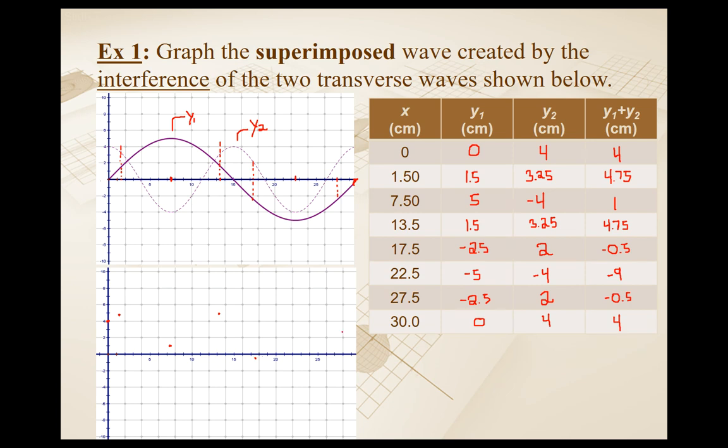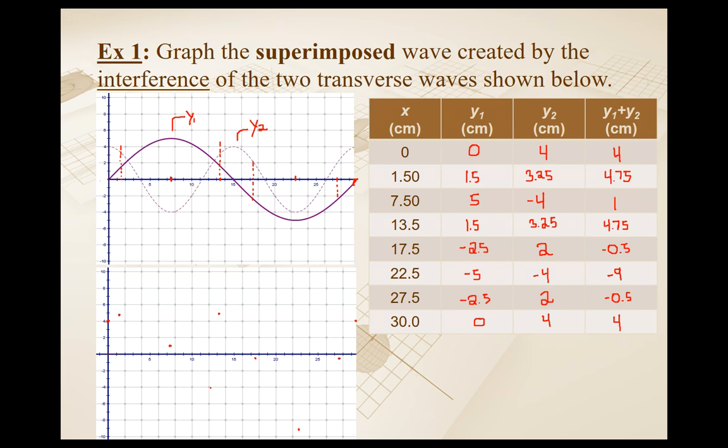And then we have a big dip down to negative 9 at 22.5. So going all the way down, negative 9. So we've dropped down here. And then we're back up to negative 0.5 at 27.5. So 27.5 is about right here. Negative 0.5. And then finally at the very end, we'd be at positive 4 again.